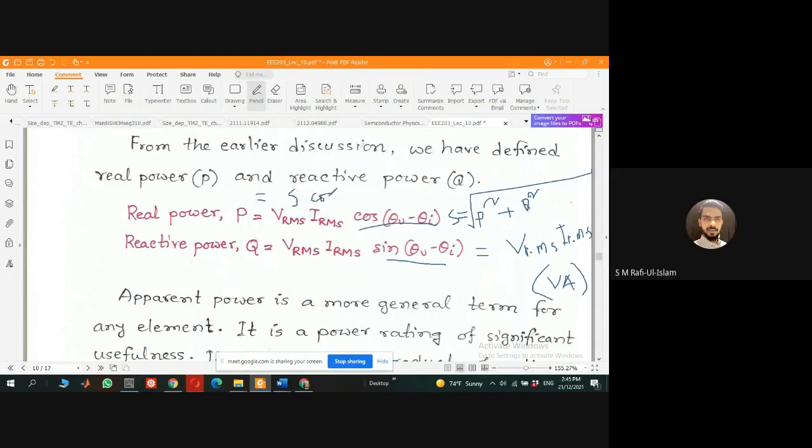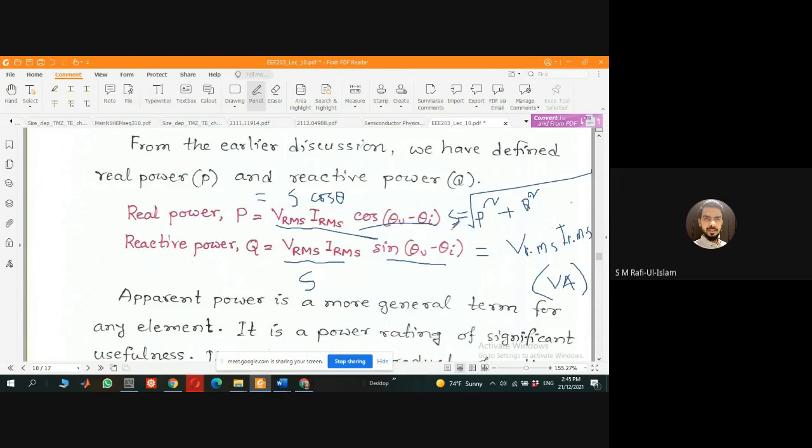Can I write this also? Since V RMS times I RMS is the apparent power, real power equals apparent power times cos of theta V minus theta I. Similarly, the reactive power equals the apparent power times sin of theta V minus theta I.